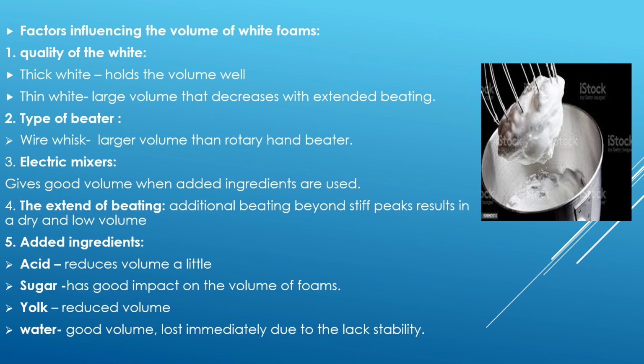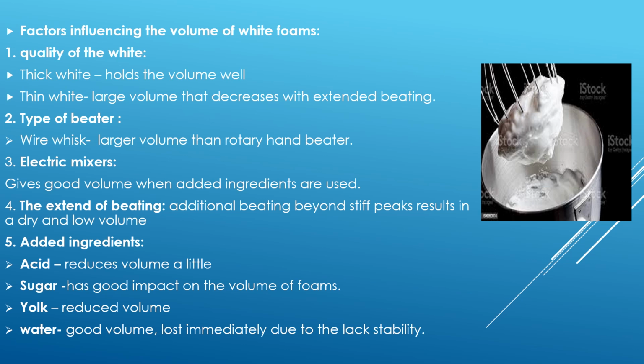A wire whisk can create a foam with larger volume than is achieved using a rotary hand beater. Though experience is required, another kind of beater can also make a good volume foam. Electric mixers can achieve foams with high volumes, but they may produce foams that are overbeaten and consequently of low volume. Why? Because we keep on beating and mixing the egg white without realizing how much beating is required. But while using electric mixers, some added ingredients can be used, and that may extend the mixing time of the egg white, and that results in comparatively a good volume product.